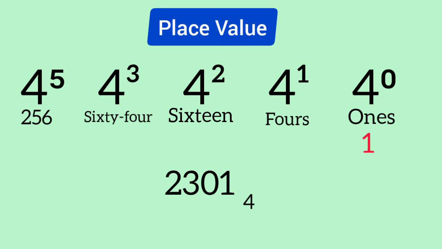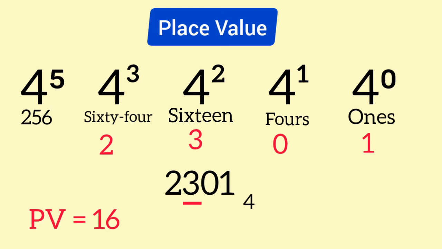2301 base 4. So 1 is in the 1's place, 0 will be in the 4's place, 3 in the 16's, and then 2 in the 64's place, right? Now, what is the place value of the 3 again? Yes, 16. So if you said 16, then good.